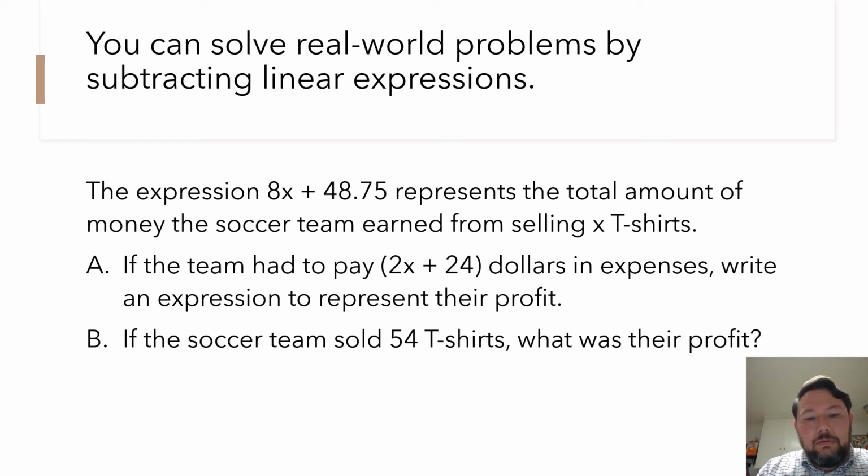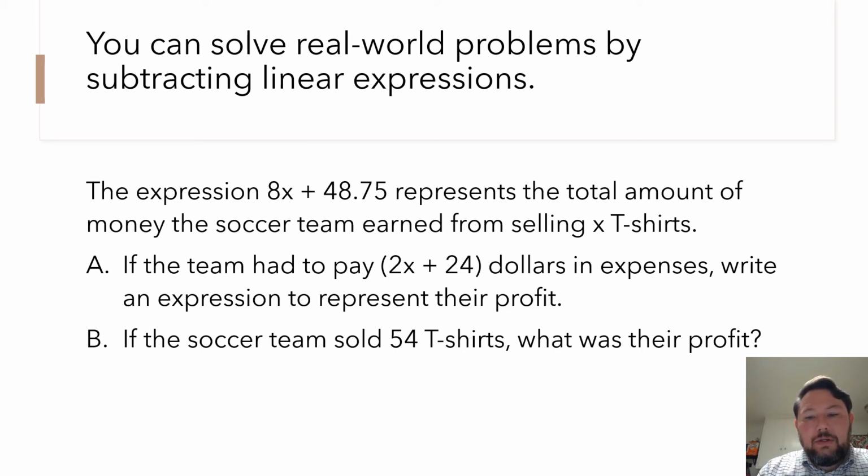So the first thing we're going to do is we're going to write an expression. If the team had to pay 2x plus $24 in expenses, write an expression to represent their profit. So we need to write a linear expression with this problem.